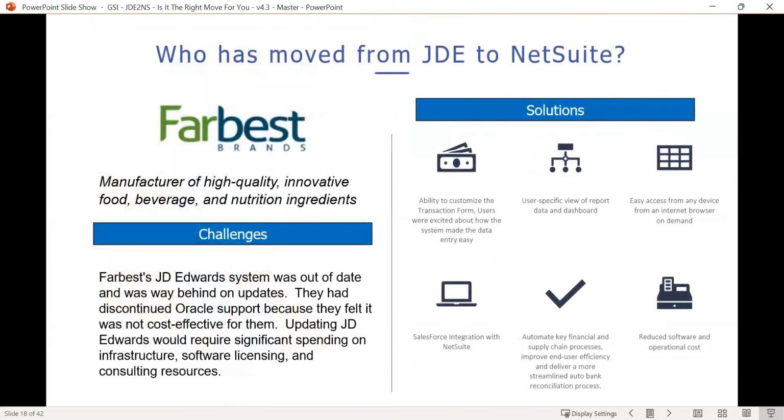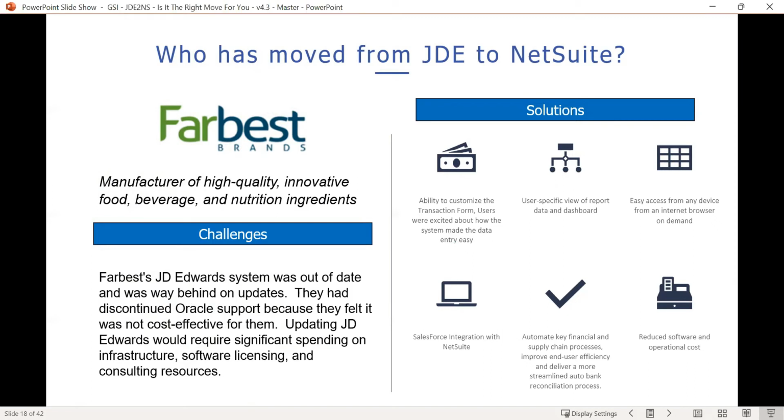We're happy about Farbest Brands. Farbest Brands is a GSI company customer partner, a manufacturer of high quality, innovative food and beverage and nutrition ingredients. We've worked with this company for quite some time. They were a JD Edwards customer. They were running software way behind on their updates, a number of releases back. They had even stopped their Oracle support because they just didn't see it being cost effective.